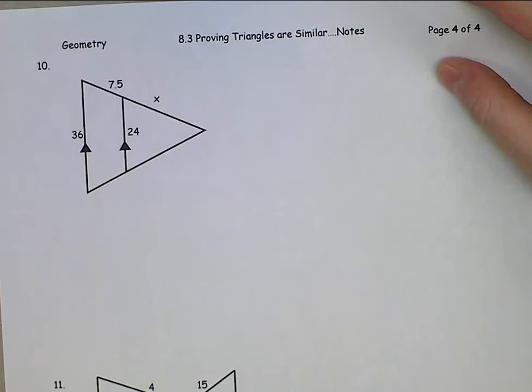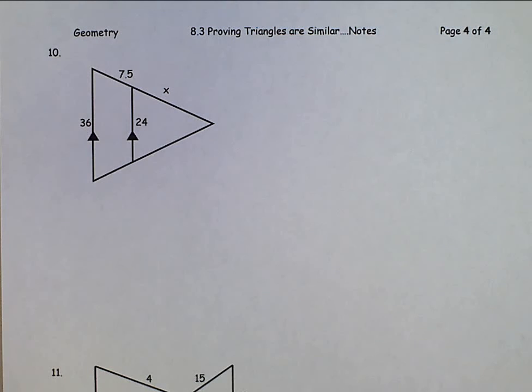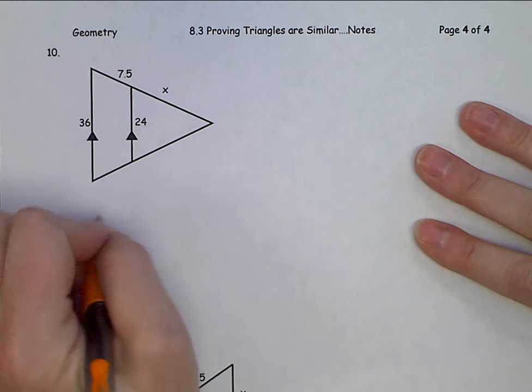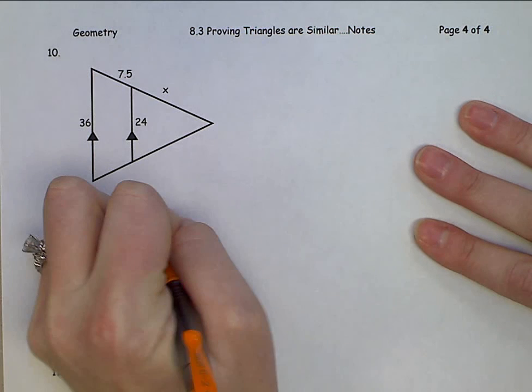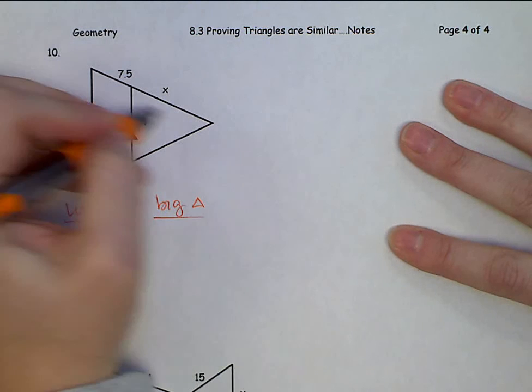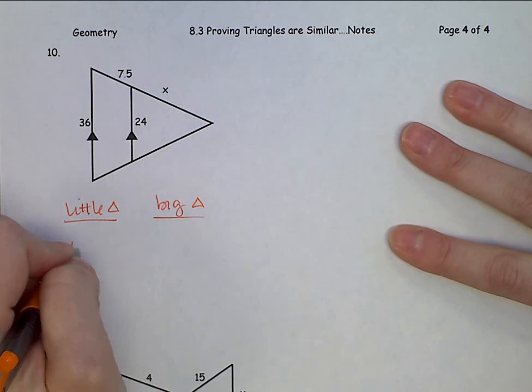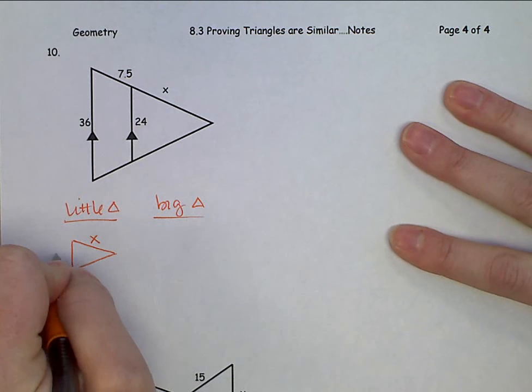Last two problems. On page 4, problem number 10, we have some overlapping triangles again, which means that we need to separate. So let's start with that. We're going to do little triangle and big triangle again. Okay, the little triangle, I'm going to keep it in the same orientation that it's on the page. This one's an X. We know that left-hand piece is a 24.